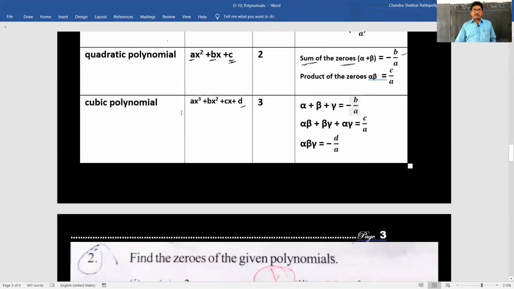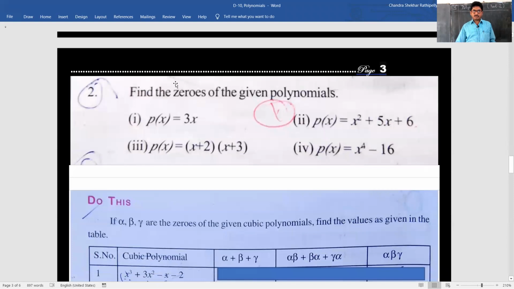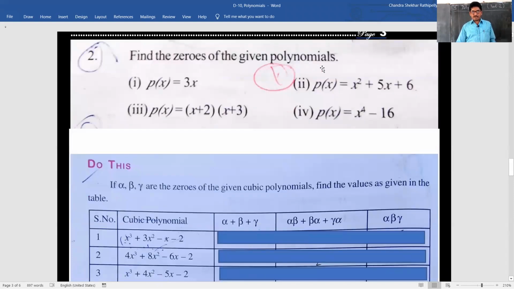Right, okay. If there is a cubic polynomial, it has at most 3 zeros. So the sum of the zeros of the polynomial is minus b by a, the sum of the zeros taking two at a time is c by a, and the product of the zeros is minus d by a. So these are important formulas. Now, based on these formulas, we can solve a few problems. Find the zeros of the given polynomials.